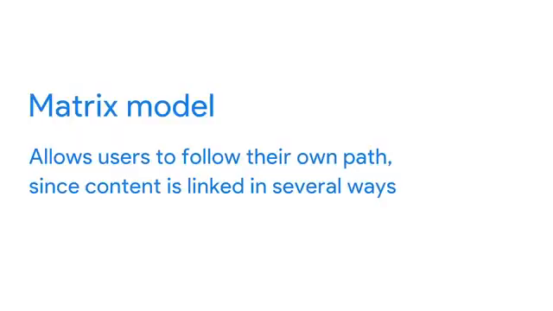Okay, next up is a matrix model. The matrix model is a structure that allows users to follow their own path, since content is linked in several different ways.